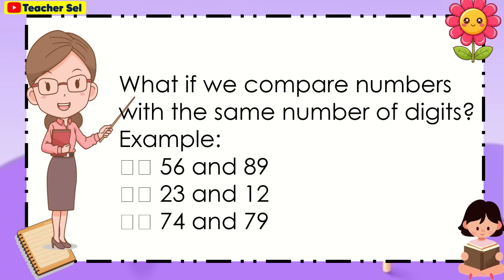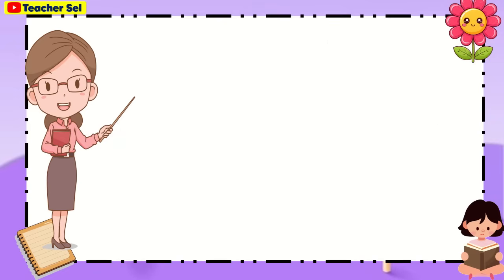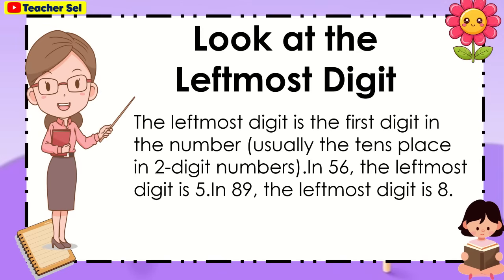What if we compare numbers with the same number of digits? Example, 56 and 89, 23 and 12, 74 and 79. Look at the leftmost digit. The leftmost digit is the first digit in the number, usually the tens place in two-digit numbers. In 56, the leftmost digit is 5. In 89, the leftmost digit is 8.